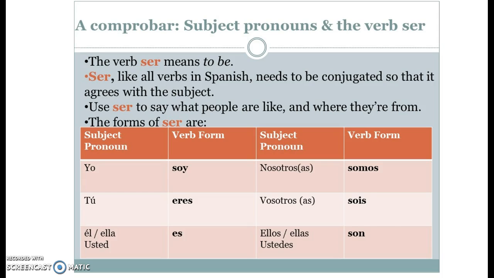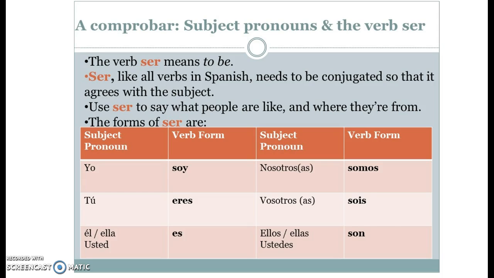In this particular chapter, you have also learned pronouns and the conjugation of the verb ser, to be. The verb ser means to be. Like all verbs in Spanish, it needs to be conjugated so that it agrees with the subject. Use ser to say what people are like and where they're from. The forms of ser are as follows.